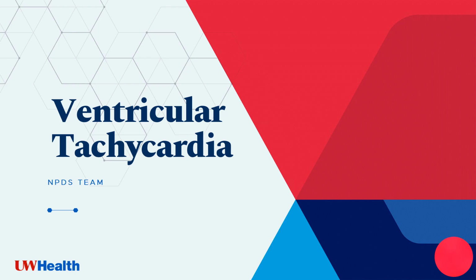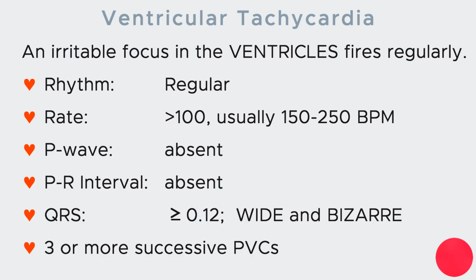Today we are going to discuss ventricular tachycardia. As the name suggests, this rhythm comes from the ventricles. If you recall, the ventricles are the third pacemaker of the heart after the SA node and the AV node, and then we head to the ventricles. As the name also suggests, it is a tachycardic rhythm, meaning it is fast.